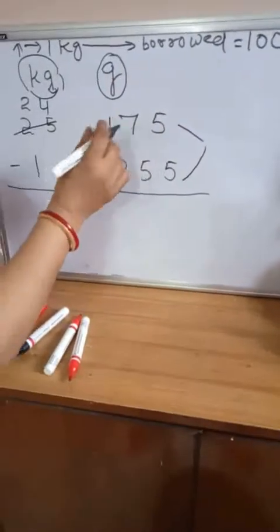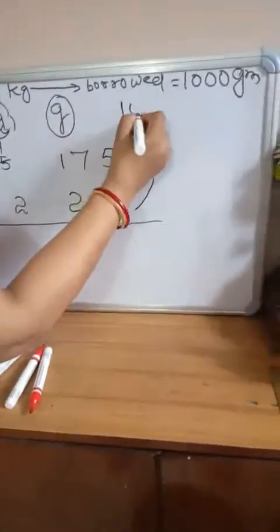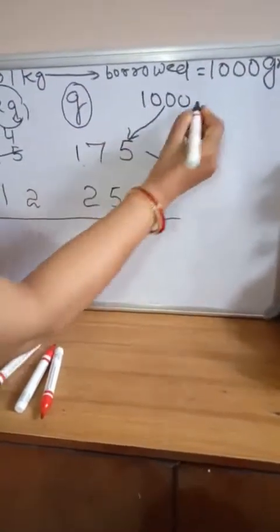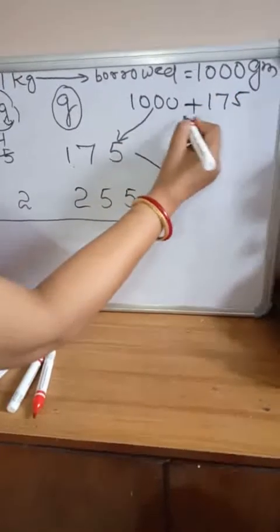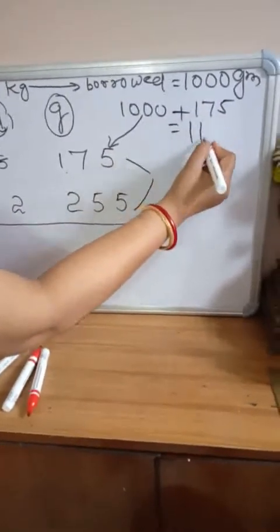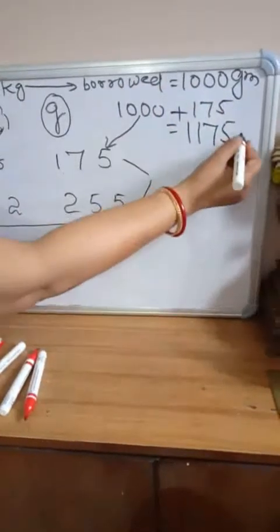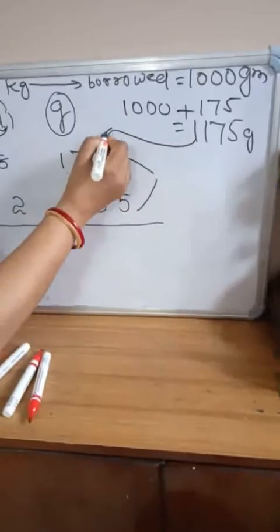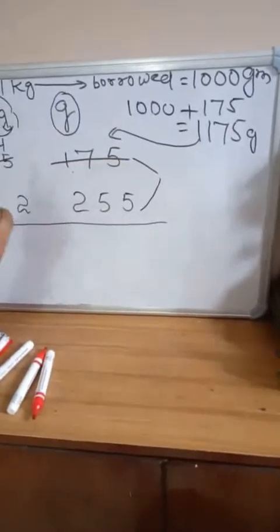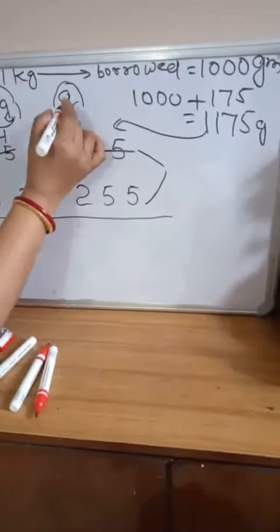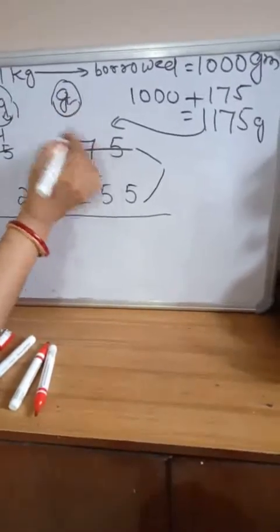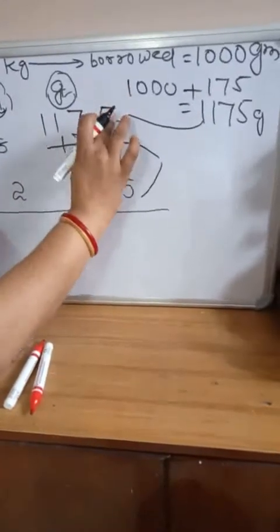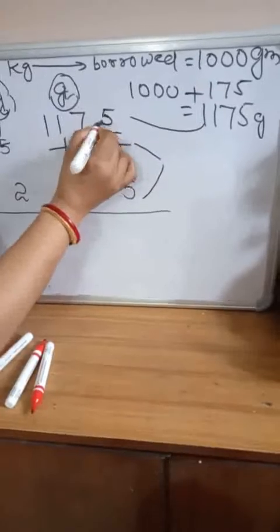Now this 1000 gram is added to 175 gram, and we get 1175 gram. So 175 now becomes 1175, after borrowing 1000 gram. Clear?